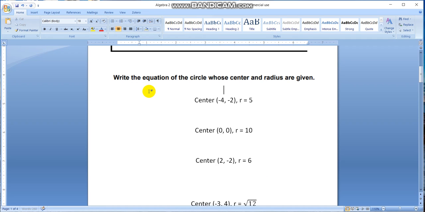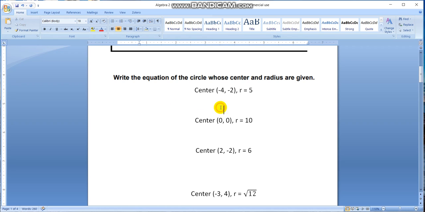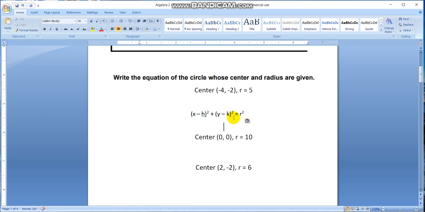I'm just going to delete this. Okay, center at -4, -2, and our radius is 5. So we're going to do the same thing. We start with our equation: (x minus h) squared plus (y minus k) squared equals r squared.